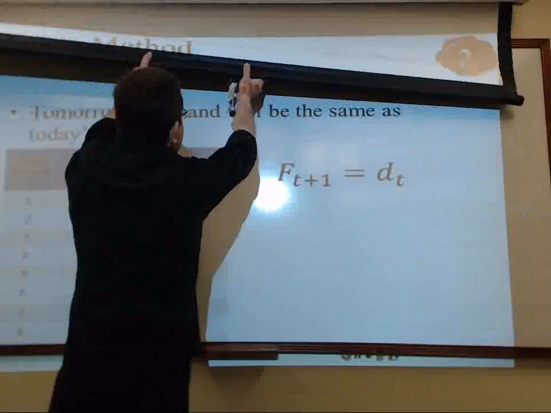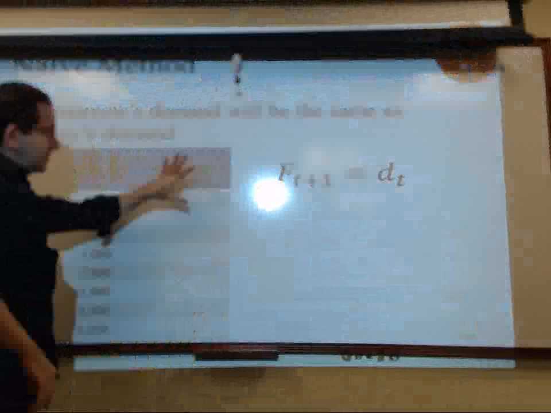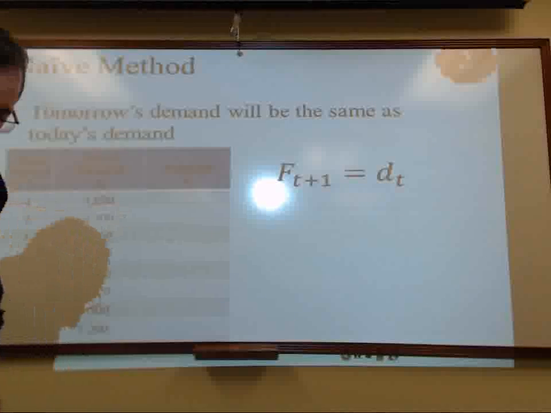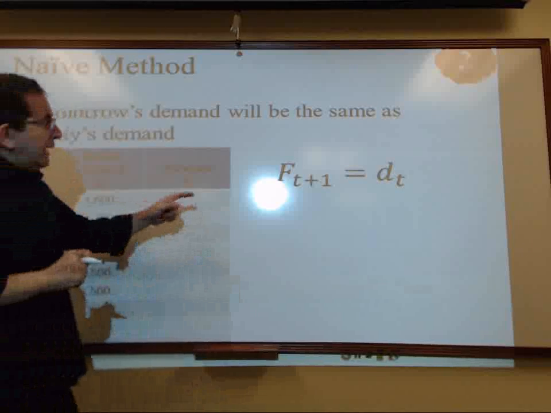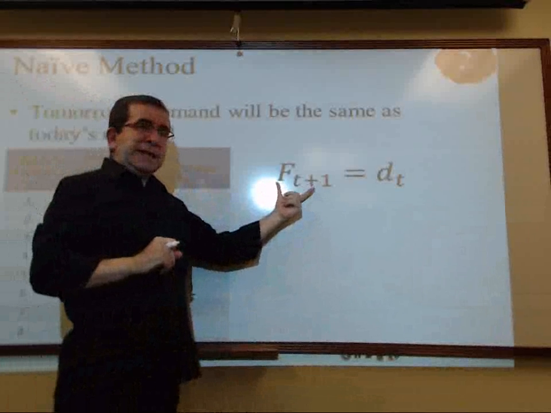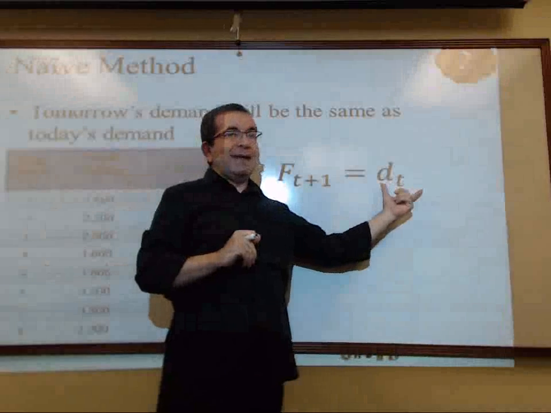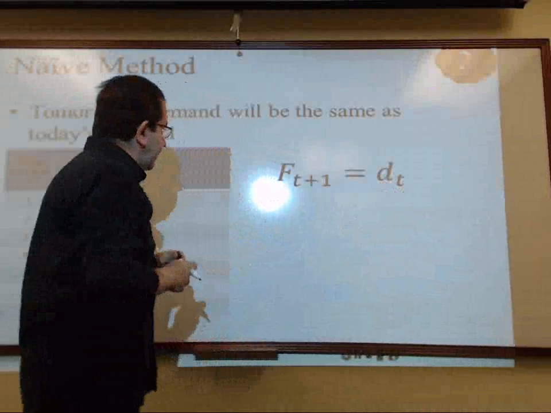So we start with the naive method. So this is our time series, and let's forecast using the naive method. And I apologize for the glare on the screen. Now, for each period, we need to know the demand for the previous period, right?